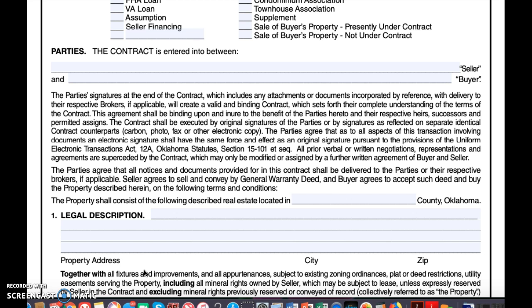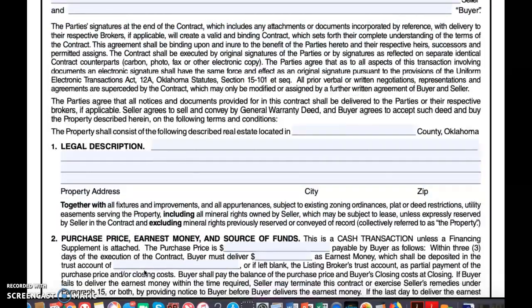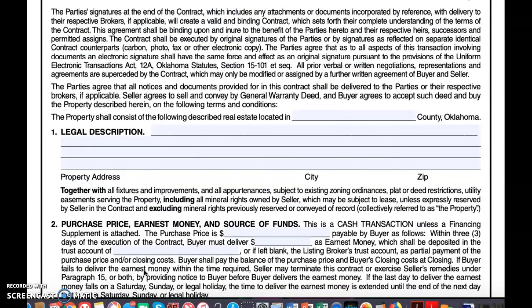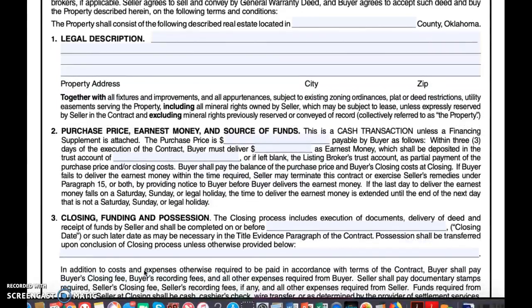The parties agree that all notices and documents provided for in this contract shall be delivered to the parties or their respective brokers if applicable. Seller agrees to sell and convey by general warranty deed, and buyer agrees to accept such deed and buy the property described herein on the following terms and conditions. The property shall consist of the following described real estate located in blank County, Oklahoma. Subparagraph number 1, legal description. Four lines of blanks for your legal description, and at the bottom it says property address, city, and zip.